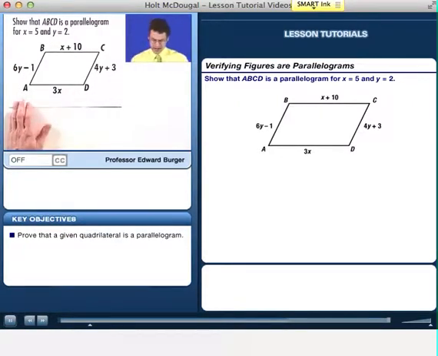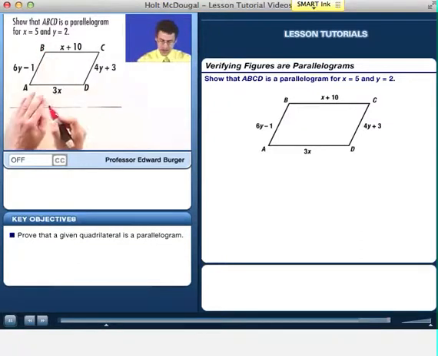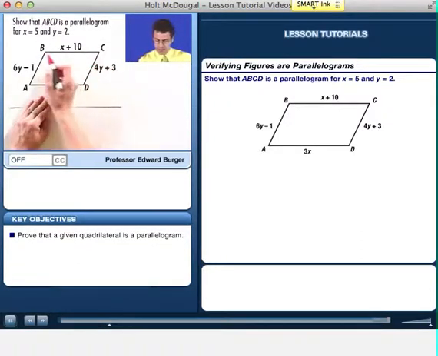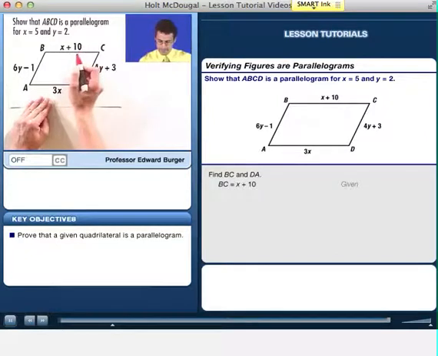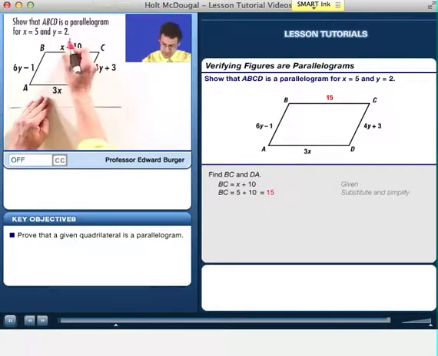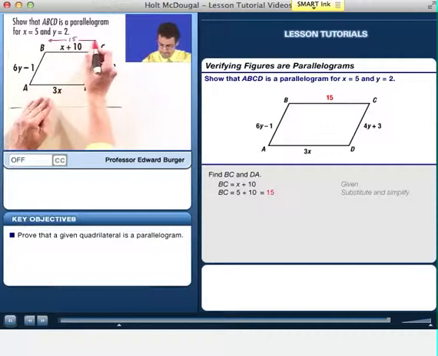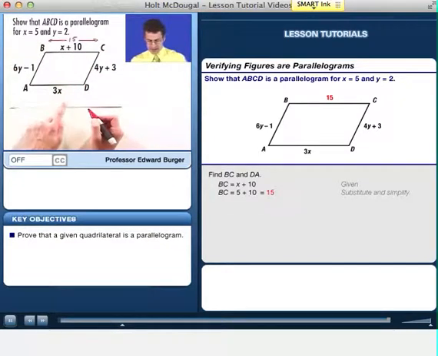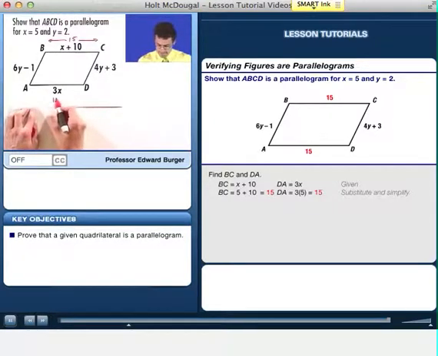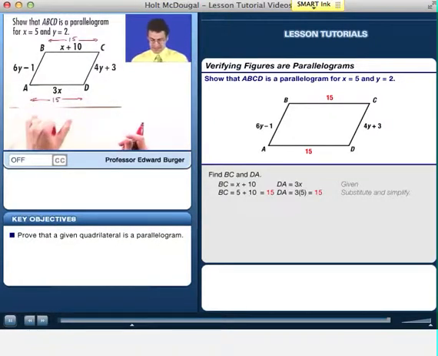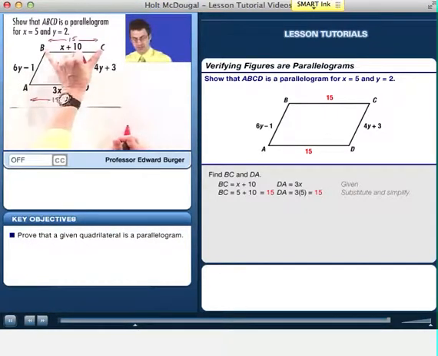So here's the picture, and you can see we're given the lengths of the various sides of the quadrilateral in terms of these unknowns. But if we're told that x equals 5, it's no longer unknown, now it's known. So let's see what happens. If I put in 5 for x on BC, then I see 15 for this length. And if I put in 5 for x here in AD, 3 times 5 is 15. So I see that this length is equal to this length.